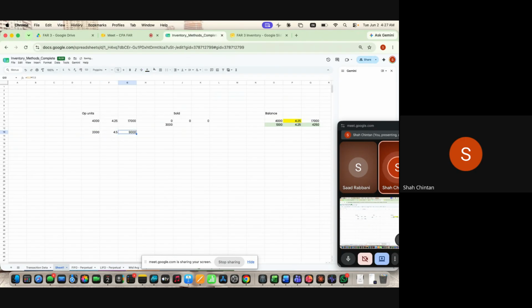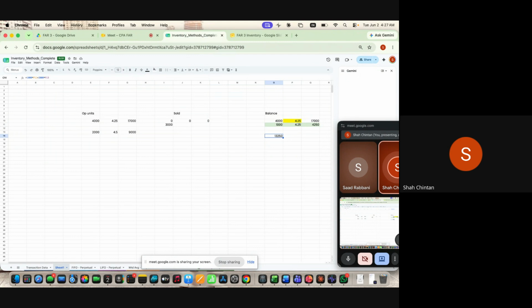Now if I'm asking what is the value of my inventory, I have a total of 3000 units on hand. If I say FIFO, what is the valuation under FIFO? I'll say 1000 units at 4.25 plus 2000 units at 4.5. So under FIFO, my valuation is 13,250. If I say under LIFO, again, right now, the mathematical calculation will be the same.